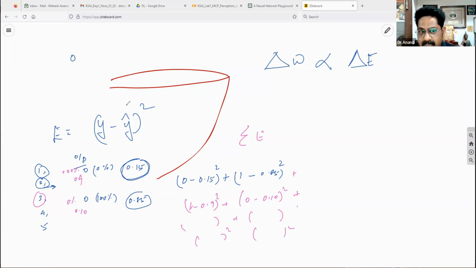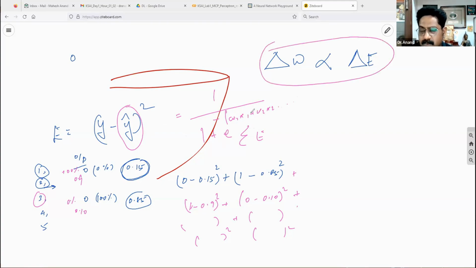Who is responsible for this y cap? How did I get this y cap? Y cap is a function of 1 divided by 1 plus e to the power minus of (w1 x1 plus w2 x2). My weights have contributed to this output. That means whether the model parameters learned at this stage are enough, or still require further learning, is defined by the gradient descent rule. That is why we write that the change in the weight is directly proportional to the change in the error. But something is missing in this expression. What do you think?